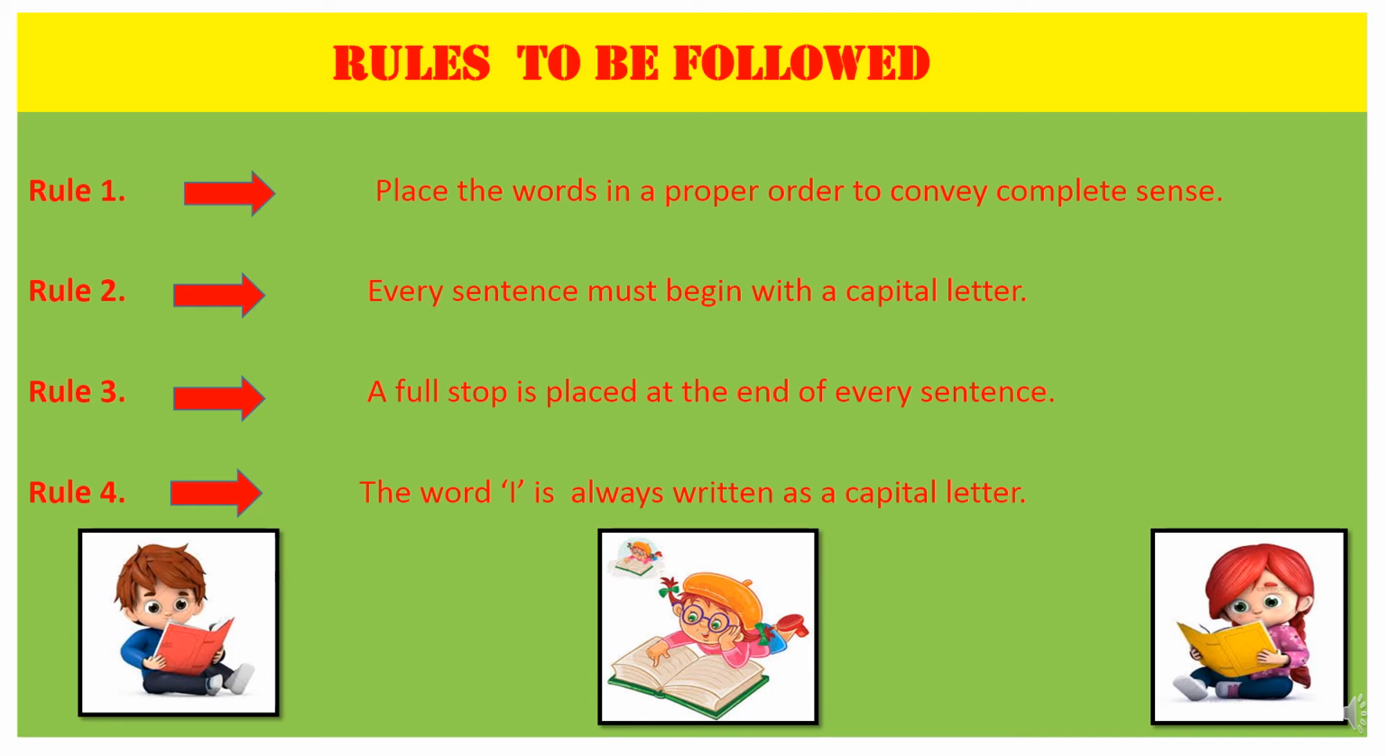Rule number 1: place the words in a proper order to convey a complete sentence. Like if I say flying kite in the sky, what is this? But if I say the kite is flying in the sky, it is very easy to understand that the kite is flying in the sky. So the words have to be placed in the proper order to convey a complete sentence.